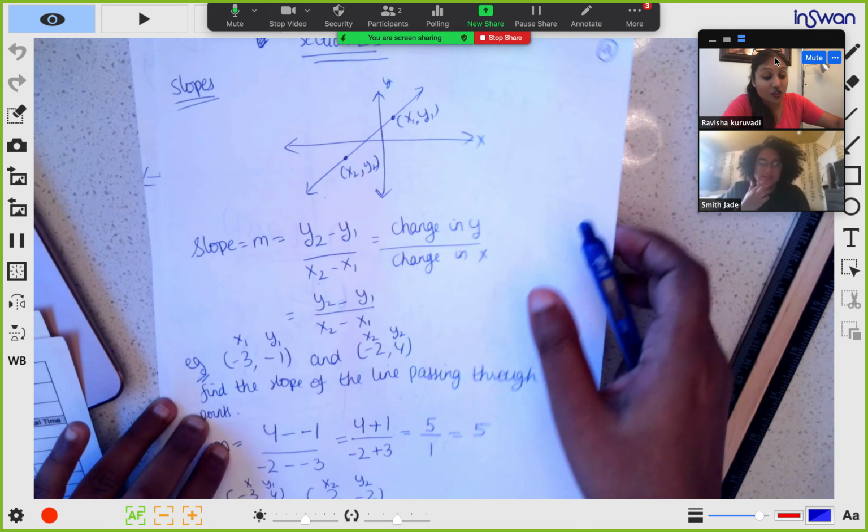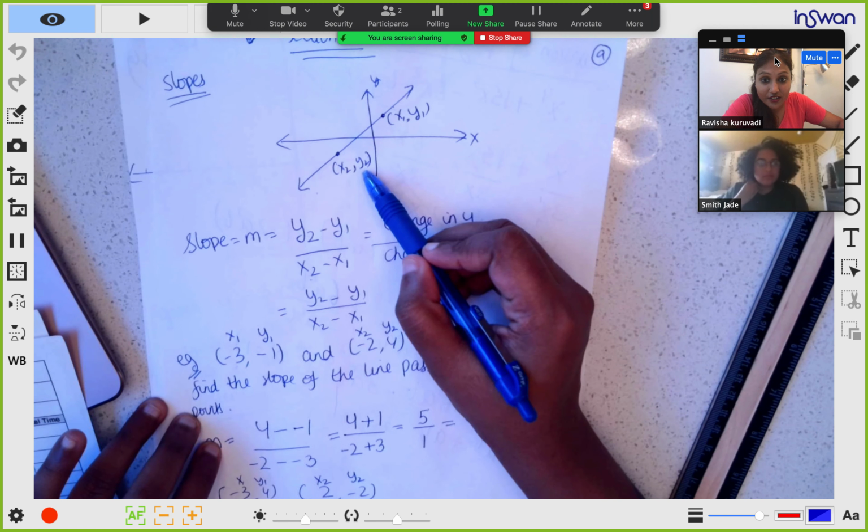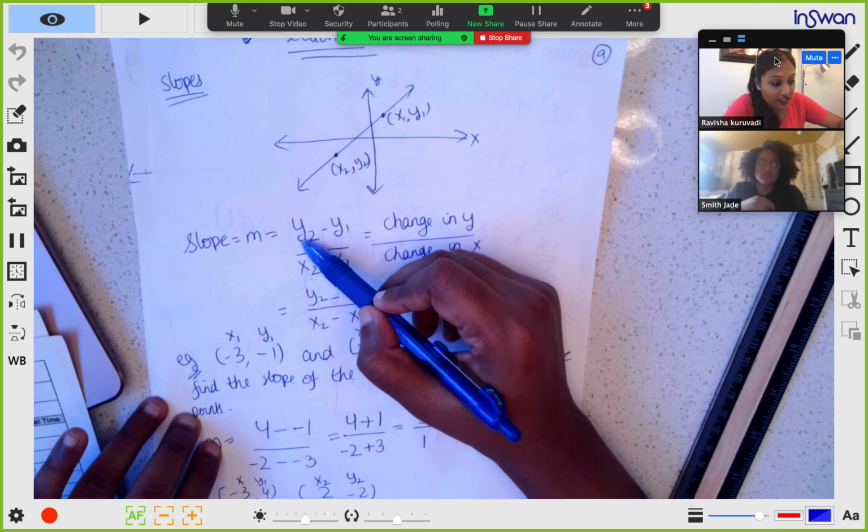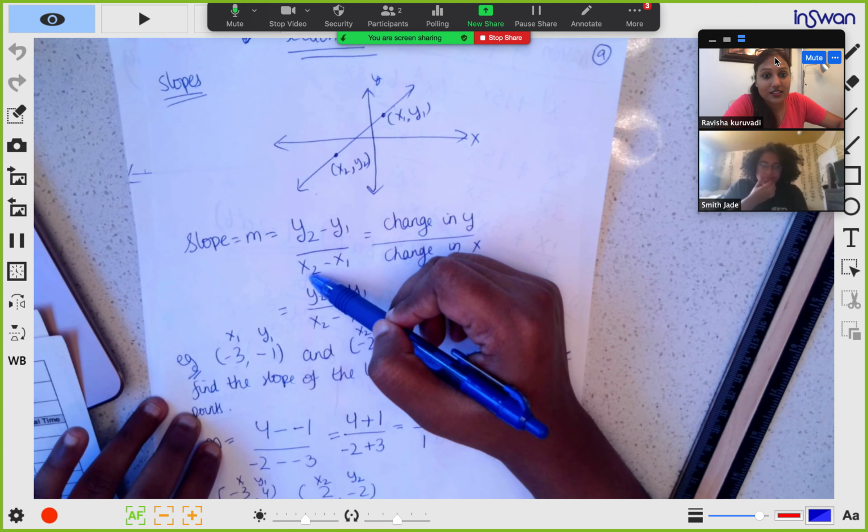Yes. And make sure that if you take this y2 first here, you take this x2 first here. That's a common mistake.